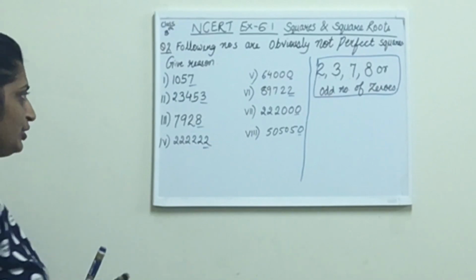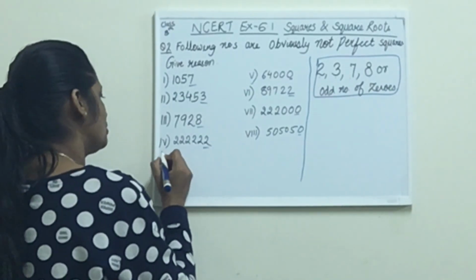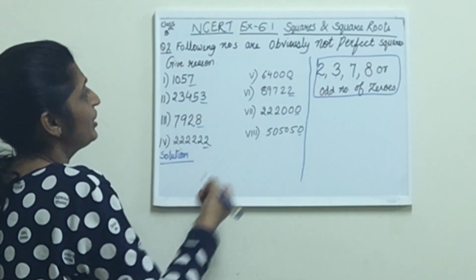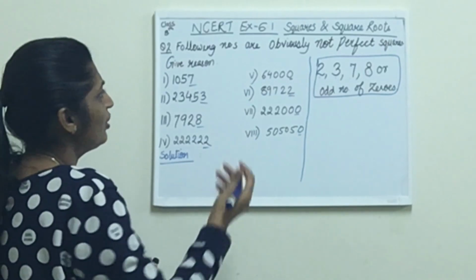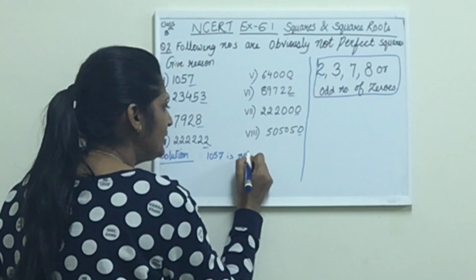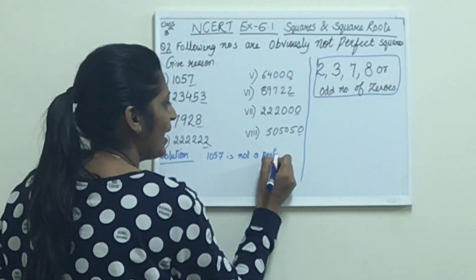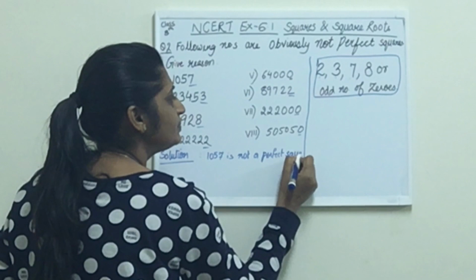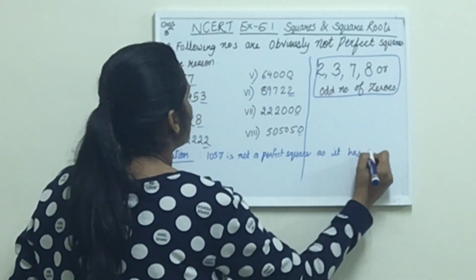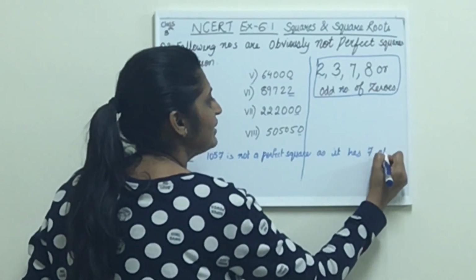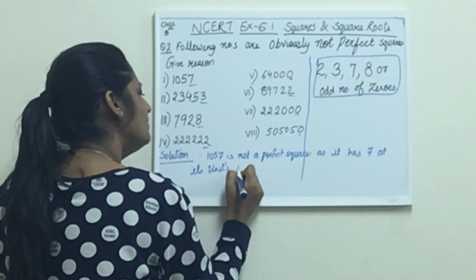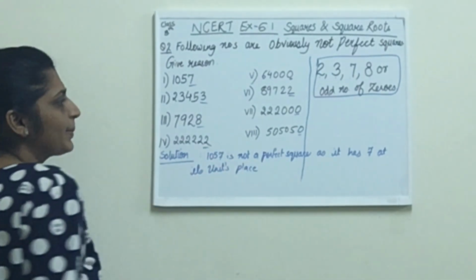How to write your answer for this? What will be the solution? How will you represent your answer, right? So, following numbers are not perfect square. Give reason. 1057 is not a perfect square as it has 7 at its units place. Simple. Nothing to describe more.